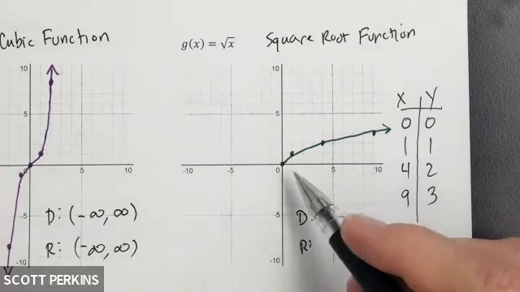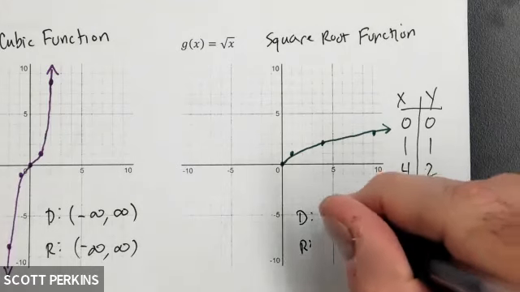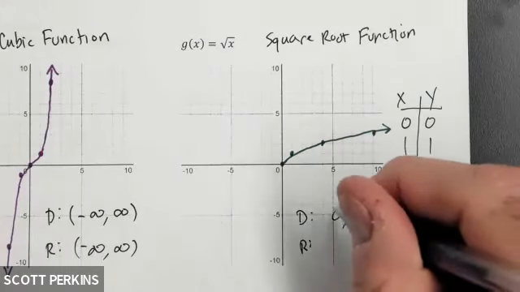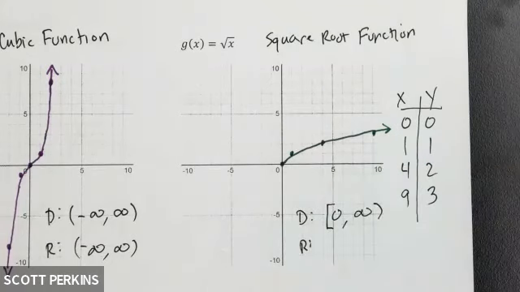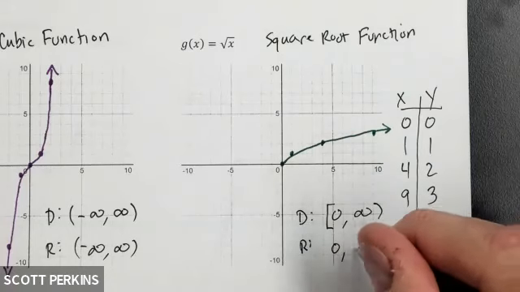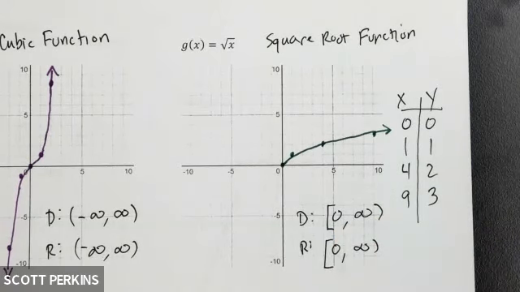So the domain, where do the x values start on this function? Yep, 0, great. And then you can see they go to infinity. I don't think that's going to be in dispute. I'm going to put a bracket at the 0 end of that. How about the range? Where do the y values start on this? Again, 0, great job. And I'll put a bracket there because the origin is included.